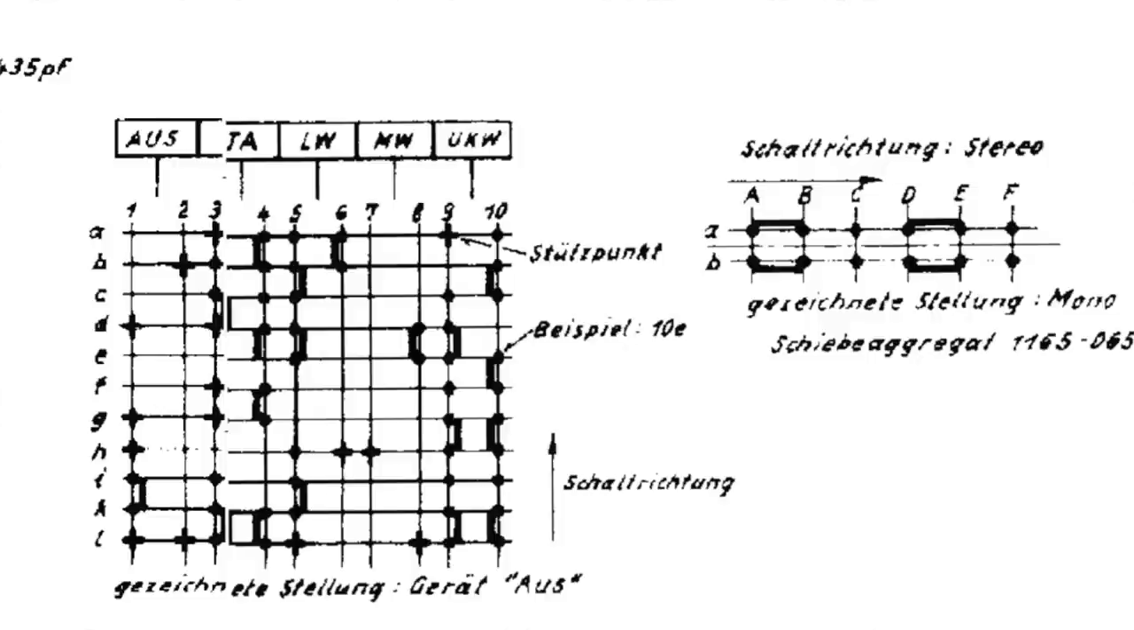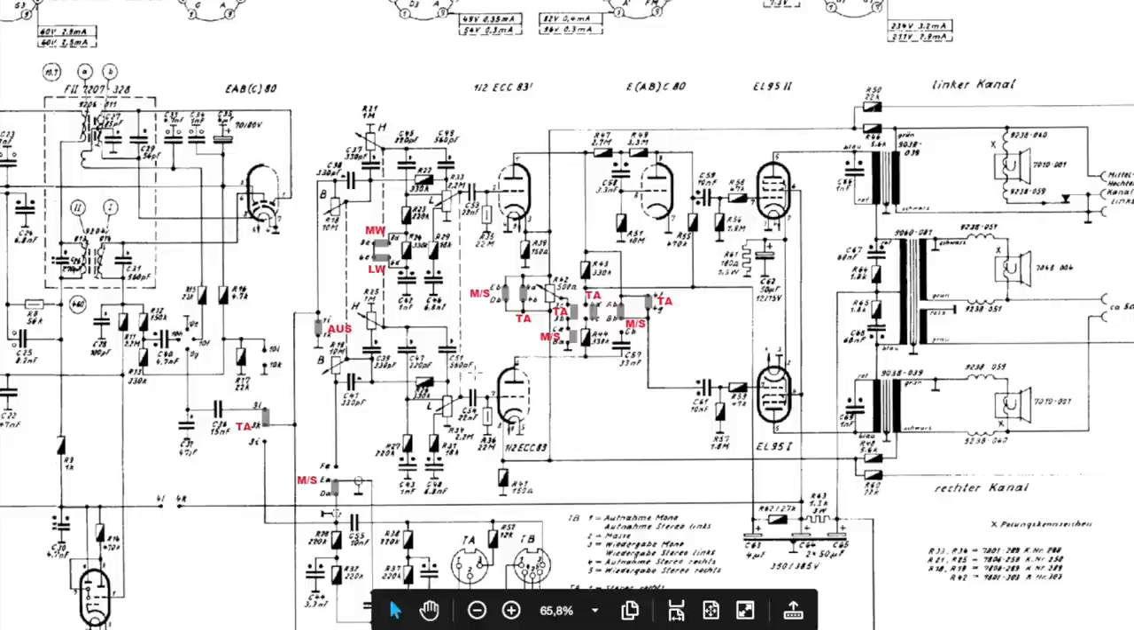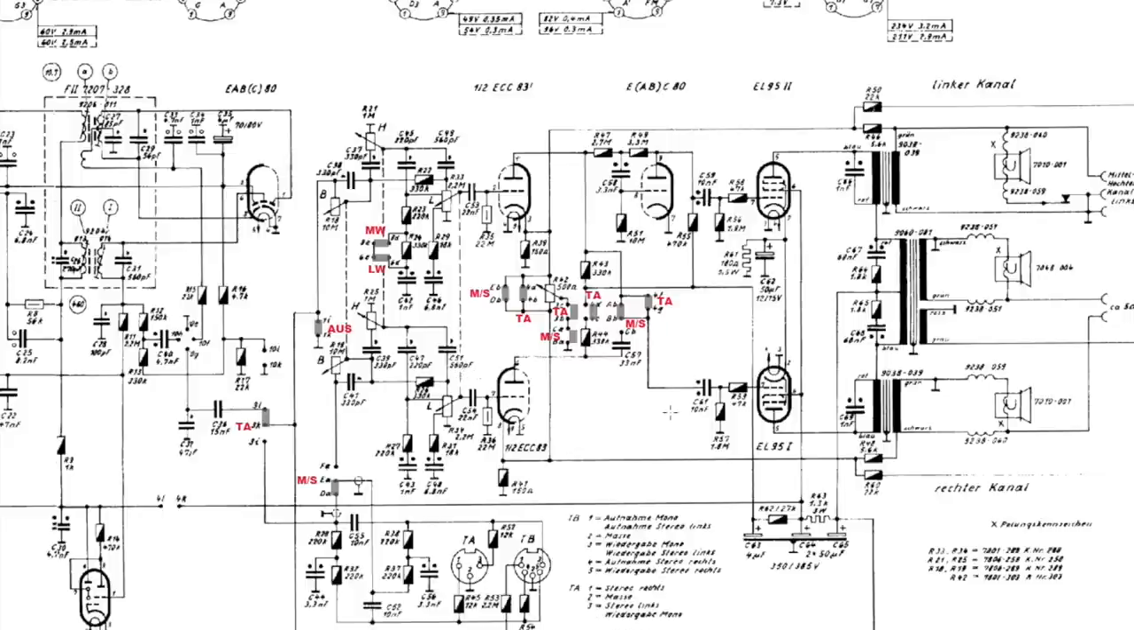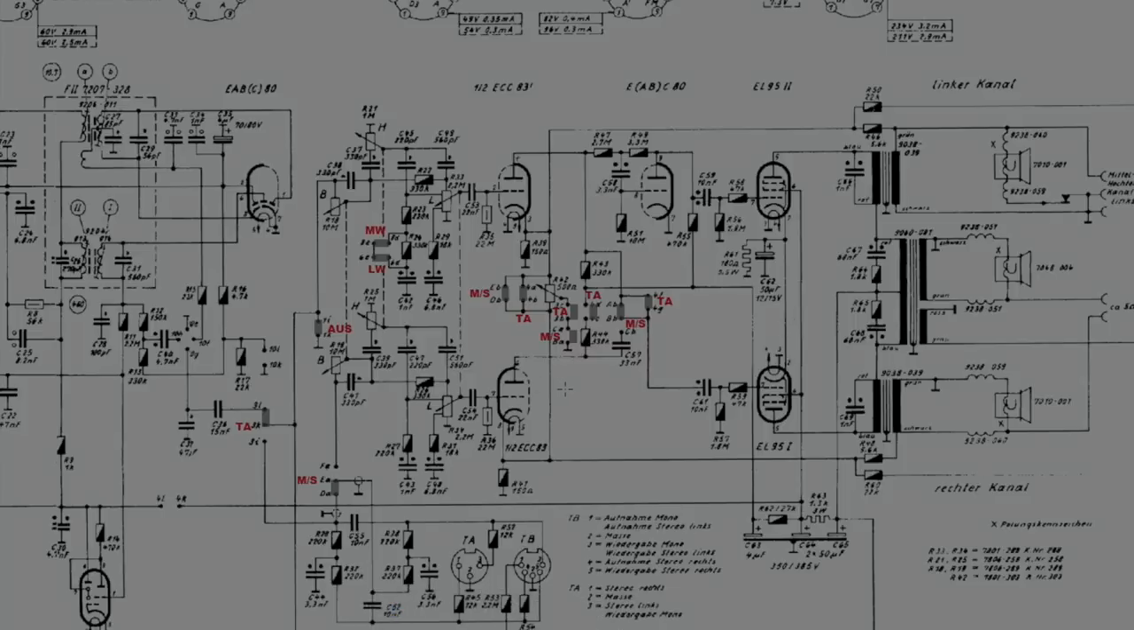So when you push, say, medium wave, it means that the medium wave will change the position of this particular switch, like that one there, right? Long wave will change that one. So we can go through it and take an example of the pickup input, the TA input, which is really what we want, and see what happens when that signal goes from here all the way through to the output to the speakers. Okay, let's get started.